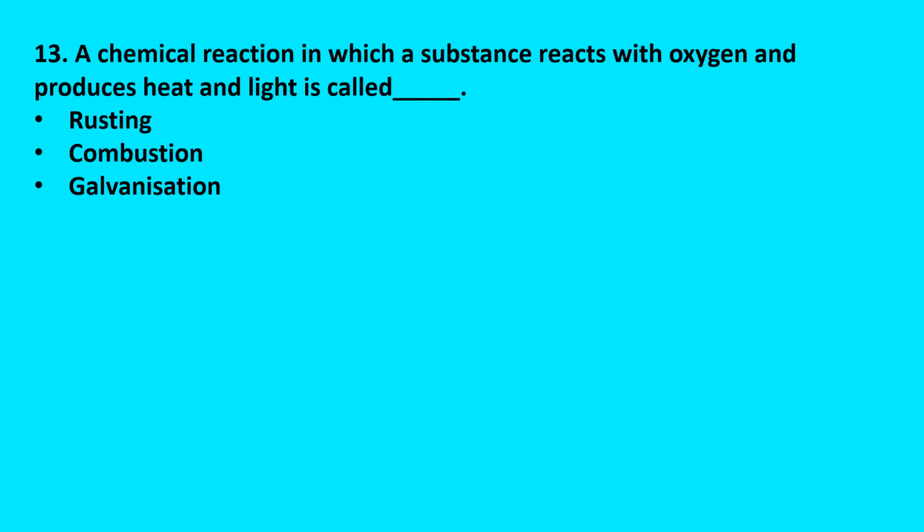Question number 13. A chemical reaction in which a substance reacts with oxygen and produces heat and light is called rusting, combustion, galvanization. A chemical reaction in which a substance reacts with oxygen and produces heat and light is called combustion. So here the correct answer is combustion.